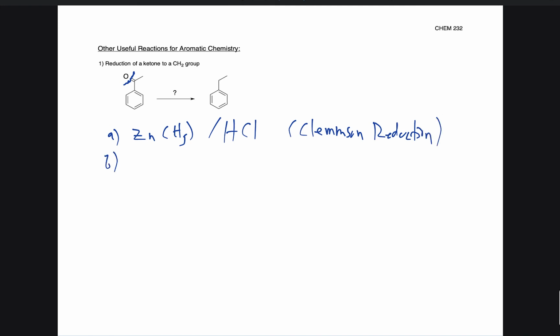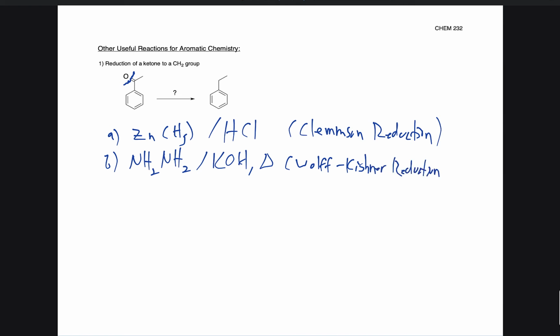Second set of conditions we can use is this diamine compound here and base with heat. This is called a Wolff-Kishner reduction, where these are all reduction conditions. And the difference between these two is one is acidic and one is basic, right?